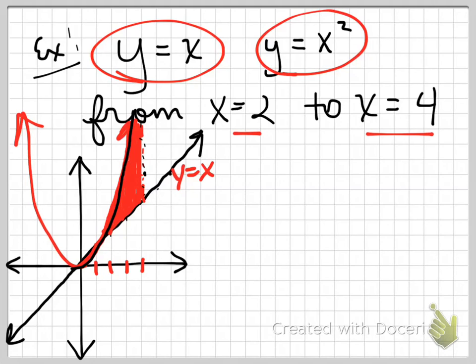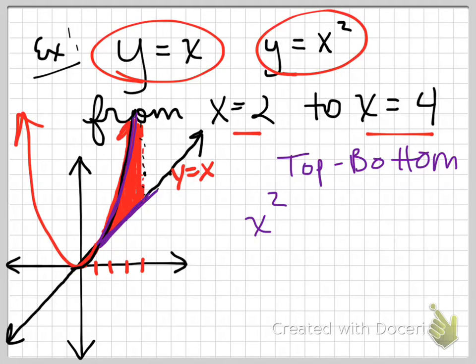So the process for this is just going to be top minus bottom. So top curve minus bottom curve. In this slice, our top curve is x squared, and our bottom curve is going to be x. And that's only from 2 to 4, so it's a very unusual little slice. Okay, and we're going to integrate that, because when you integrate you find areas.